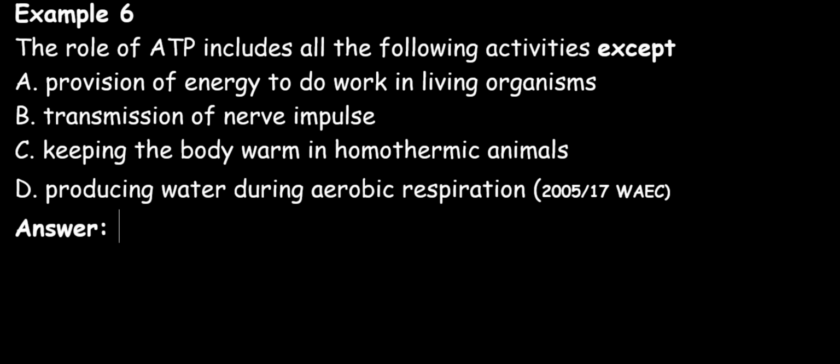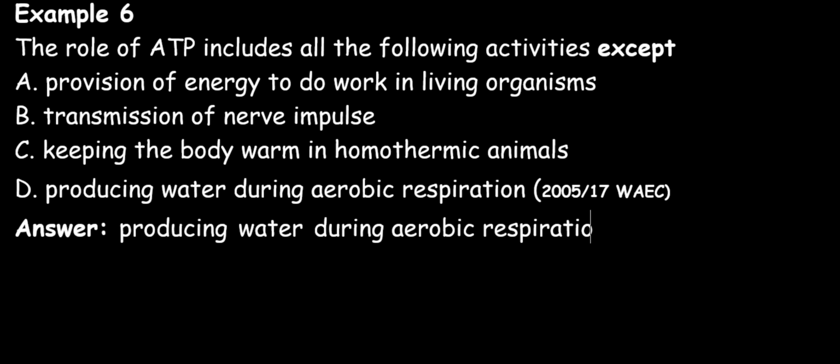So our next question, it says the roles of ATP include all the following activities except A. Provision of energy to do work in living organisms, B. Transmission of nerve impulse, C. Keeping the body warm in homothermic animals, D. Producing water during aerobic respiration. The answer to this question is D. Producing water during aerobic respiration is not a role of ATP. All other options A to C are roles of ATP.